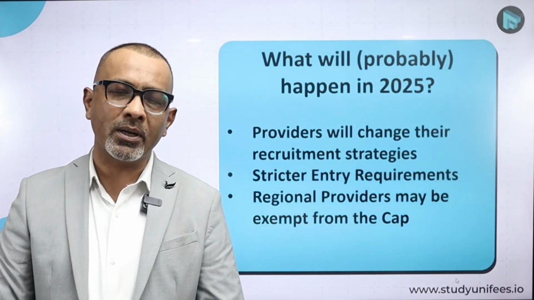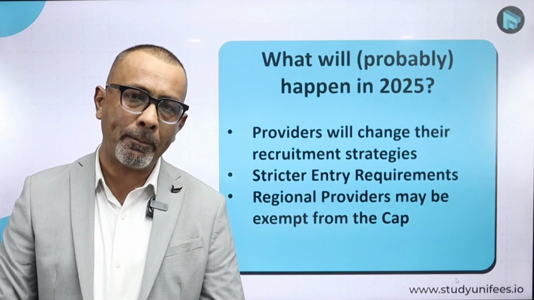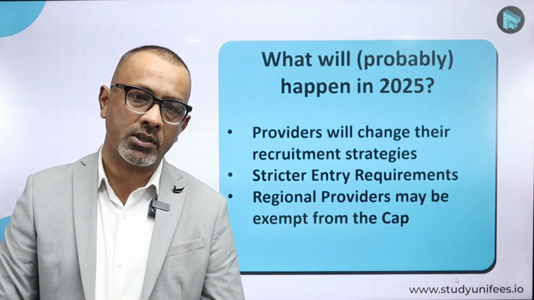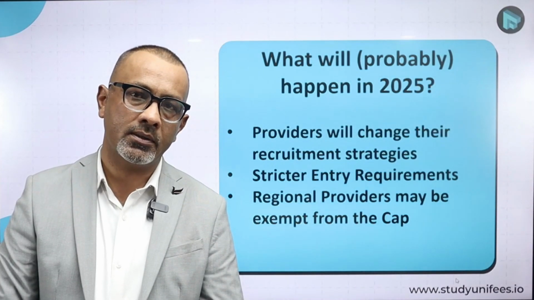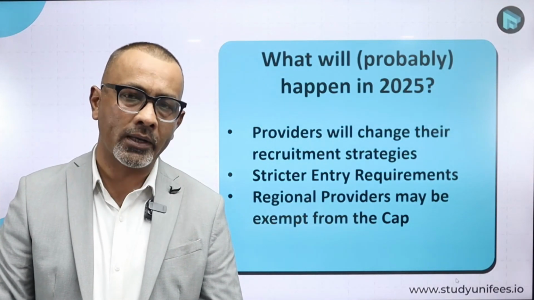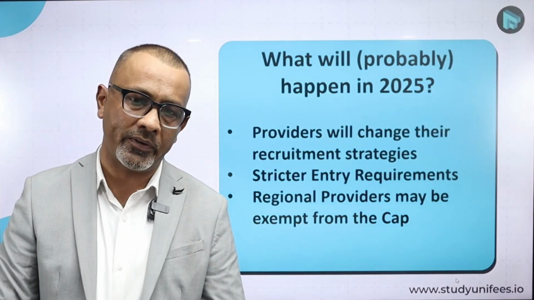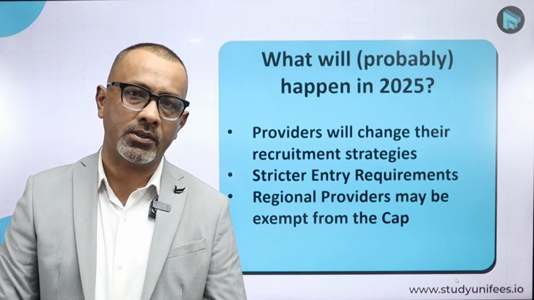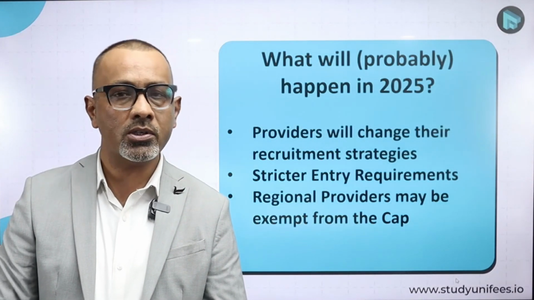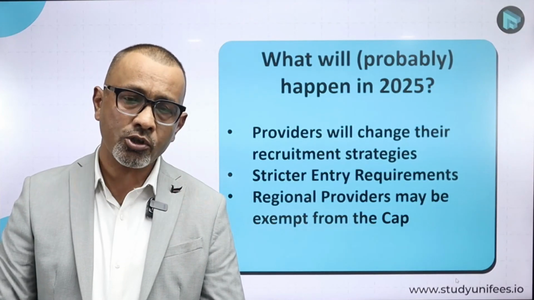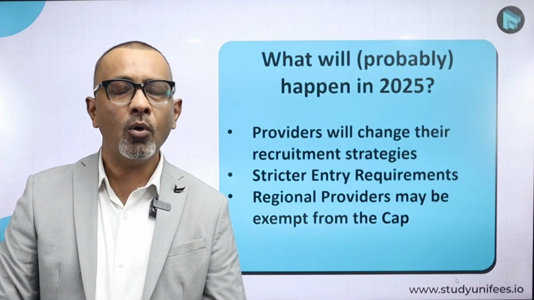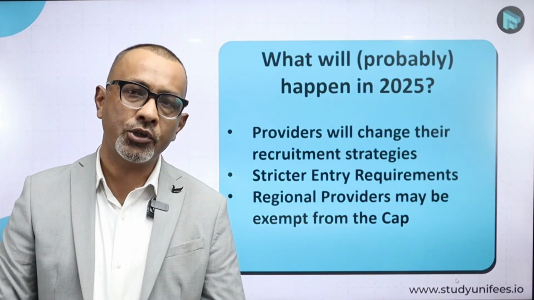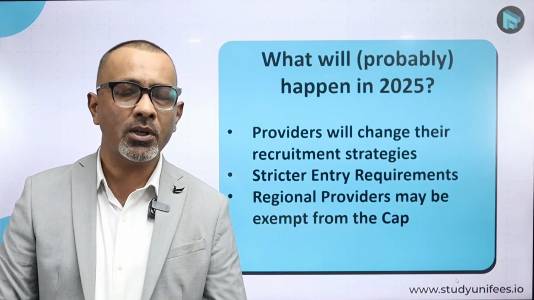So, what will probably happen in 2025 if this cap is indeed imposed? Firstly, universities and colleges will change their recruitment strategies. The emphasis will be on quality, not quantity as previously. There will be stricter entry requirements. This means that you may need to have higher scores on standardized tests. This also means which university or which board you come from will be more important. And this also means that your academic performance till date must also be better.